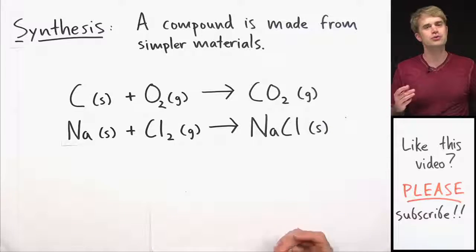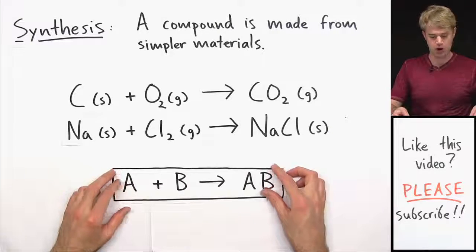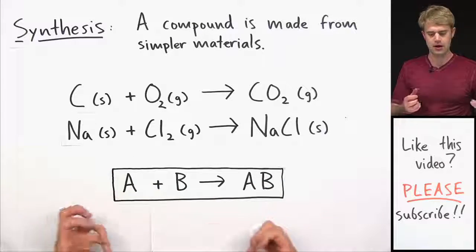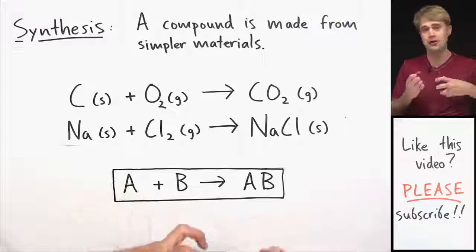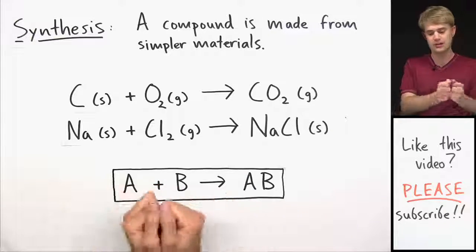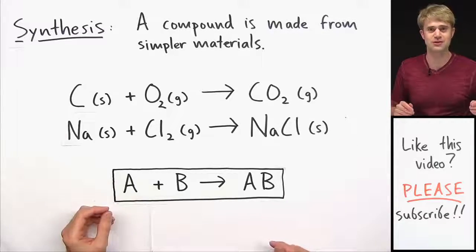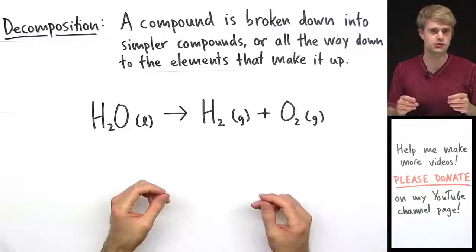If we want to represent a synthesis reaction more generically, it looks kind of like this. We have A and B combining to make AB. Here, A and B are different elements or different compounds coming together to make something more complex. So that's a synthesis reaction. Let's move on. A decomposition reaction is kind of the opposite of a synthesis reaction.